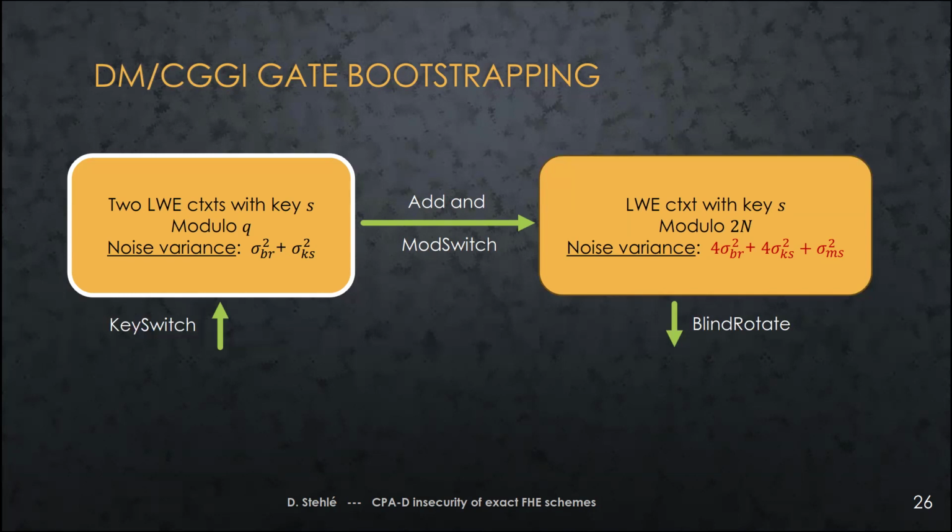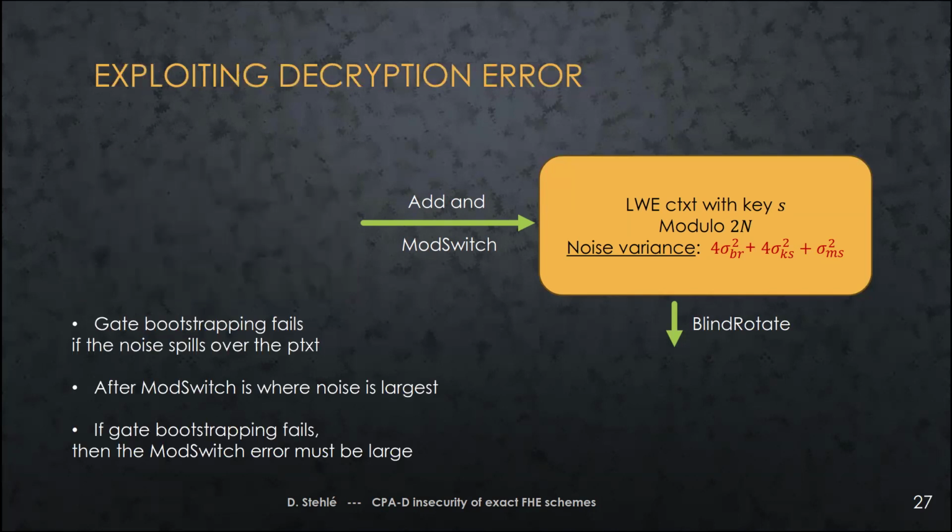Okay, so why do I look at those noise terms? Because the larger the noise, the larger the probability of decryption failure. If I have a larger noise, it's more likely that it doesn't decrypt properly. That's why I focus on this step. And gate bootstrapping fails if the noise spills over to the plaintext space. And after mod switch is when the noise is the largest.